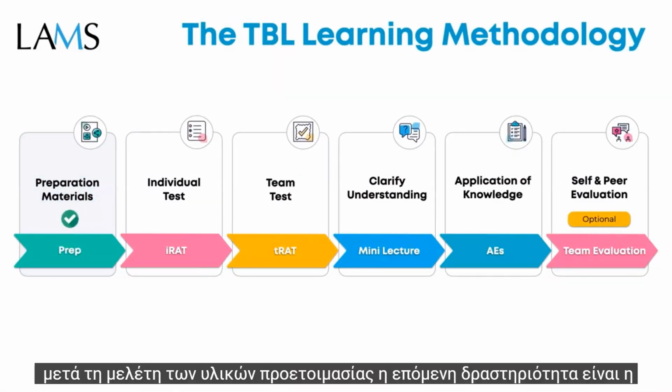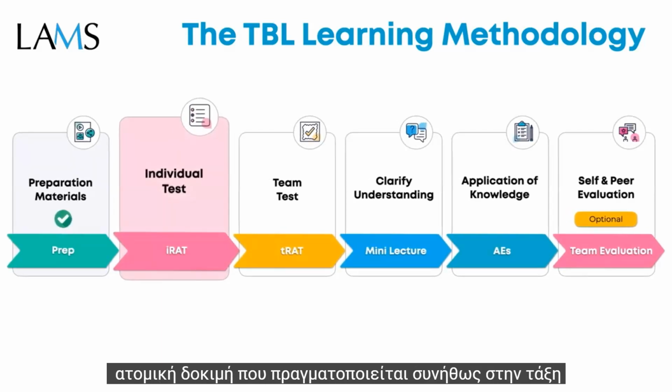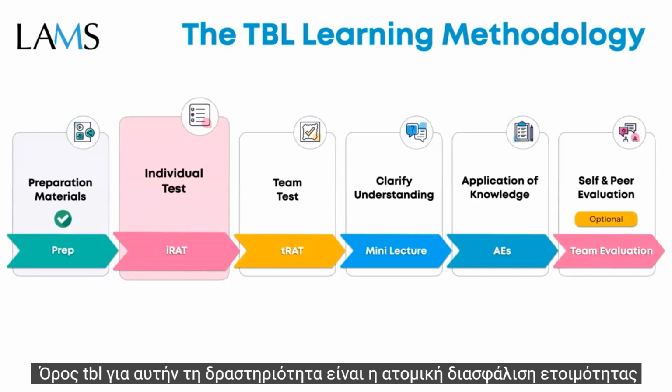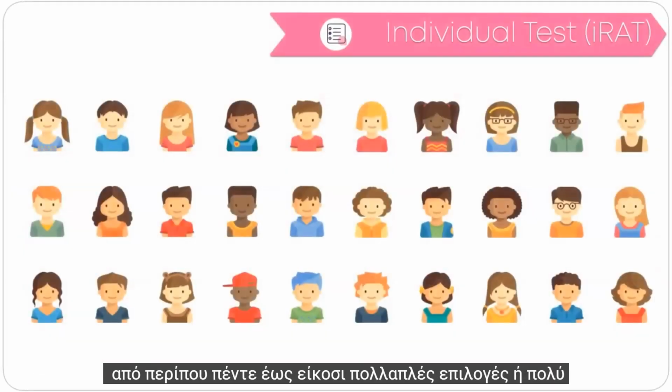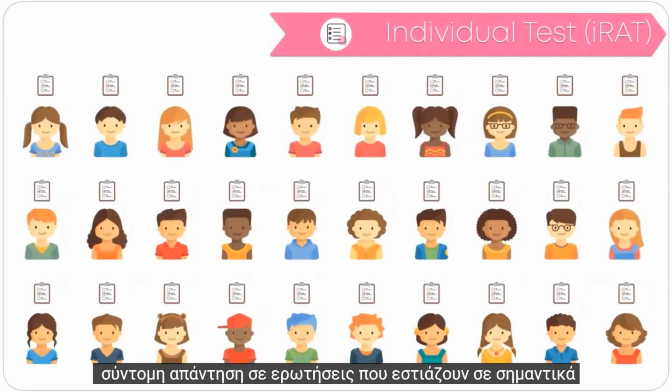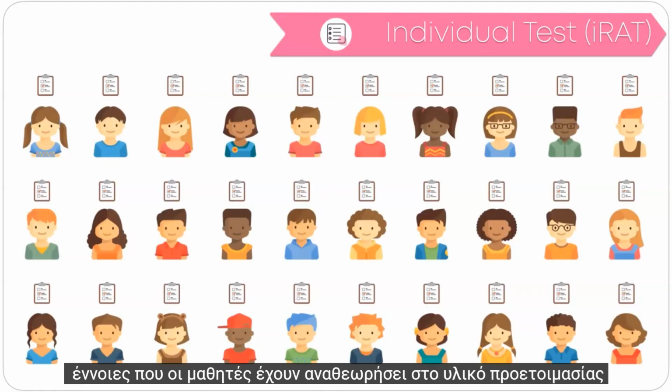After the study of the preparation materials, the next activity is the individual test that usually takes place in class. The TBL term for this activity is Individual Readiness Assurance Process Test, or IRAT. The IRAT test consists usually of about 5 to 20 multiple choice or very short answer (VSA) questions that focus on important concepts which students have reviewed in the preparation materials. Its main aim is to assess the preparedness of each student.